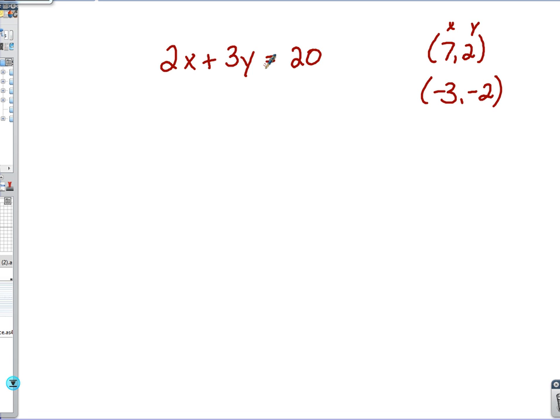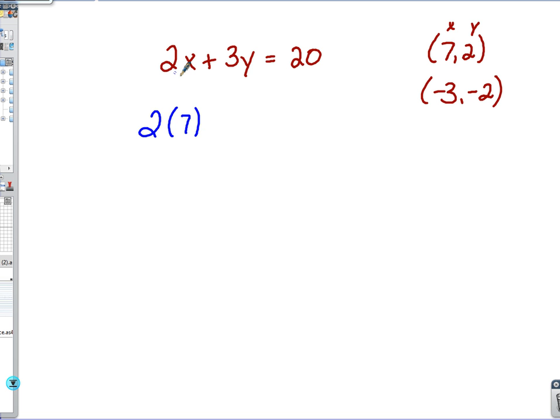We're going to do it one at a time. We'll start with 7, 2. Notice your x is 7, your y is 2. And to determine if this is a solution, we simply take out the x and y and plug in our 7 and our 2 in that order. So we have now, instead of 2x, we have 2 times 7.